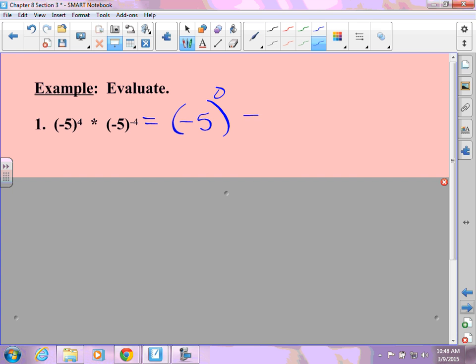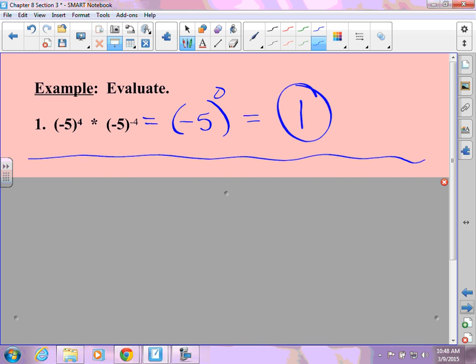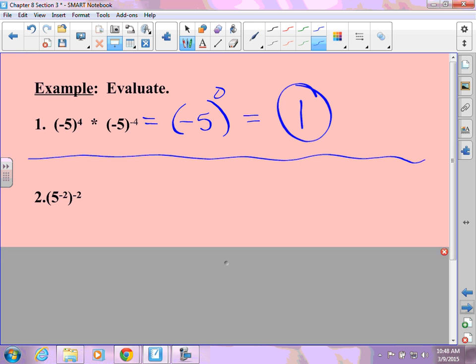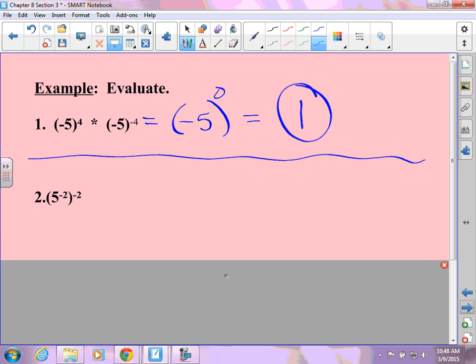What do I do with these exponents? I'm going to multiply them. You don't need your calculators. Here we go. I get 5 to the 4th. Okay, now let's talk about 5 to the 4th.